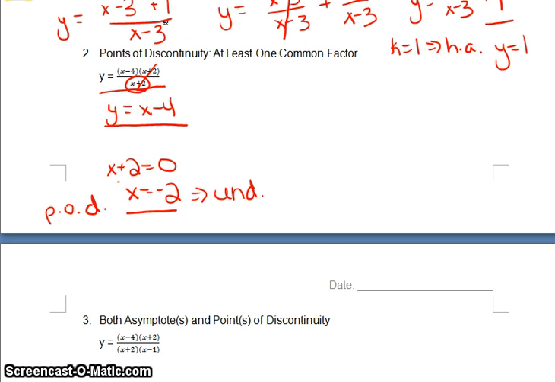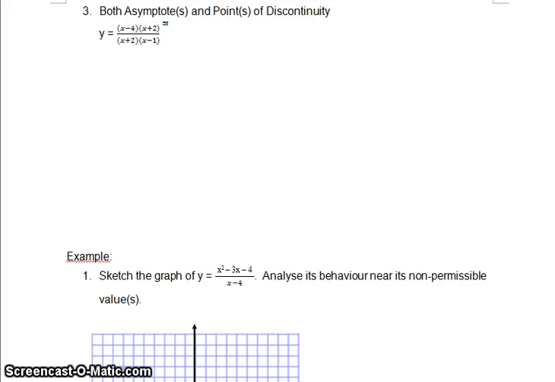Alright, so our third option that we can move on down to is what happens when we have both an asymptote and a point of discontinuity. Looking at this fully factored function here, we have a common factor of x plus 2. Those will cancel out, and what we'll be left with is y is equal to x minus 4 over x minus 1.